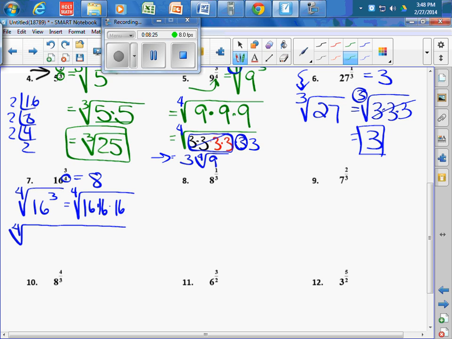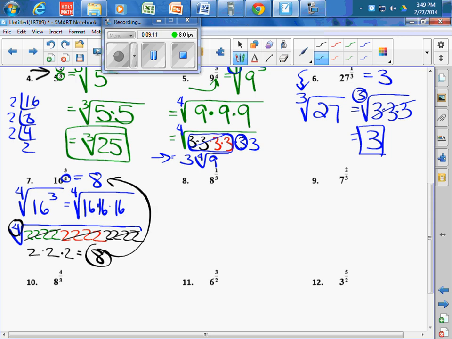So here's the first 16. 2 times 2 times 2 times 2. Here's the second 16. Another 2 times 2 times 2 times 2. And here's the third 16. 2 times 2 times 2 times 2. Now I need 4 that are the same. Here are 4 2s. I pull one out. I have 4 2s. I pull one out. I have 4 2s. I pull one out. I don't have anything left over underneath the radical. So my answer is just 2 times 2 times 2, which is 8.